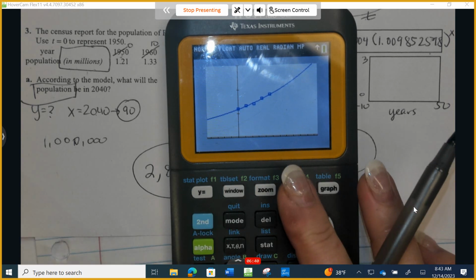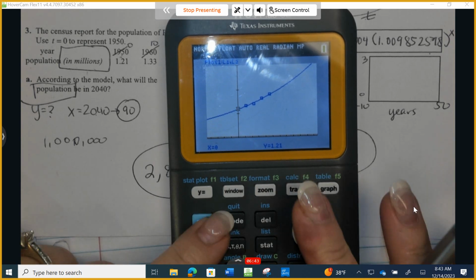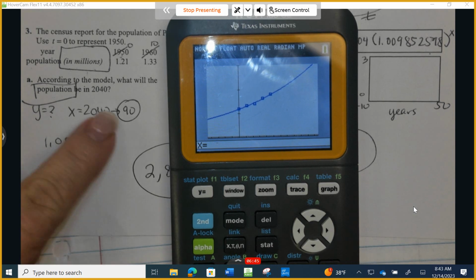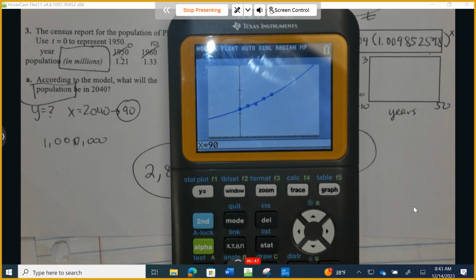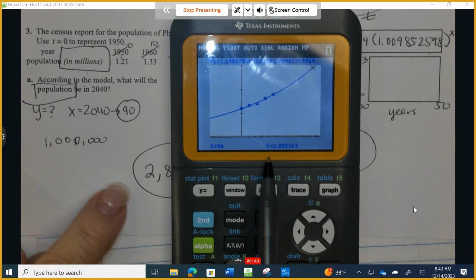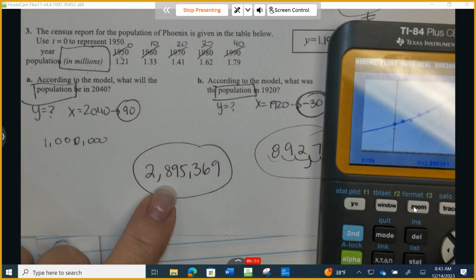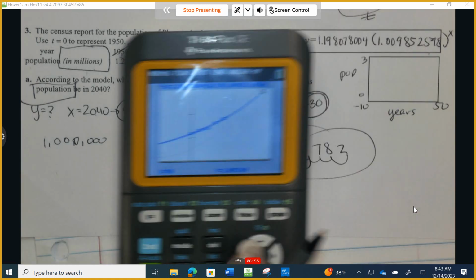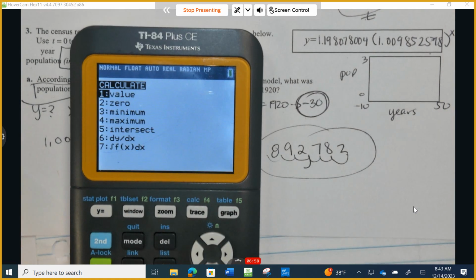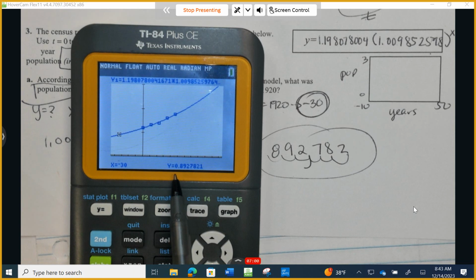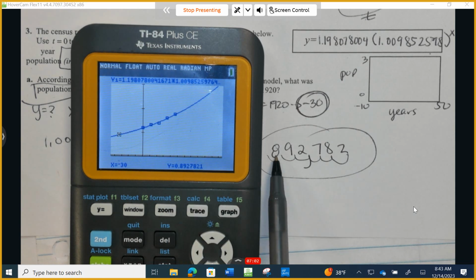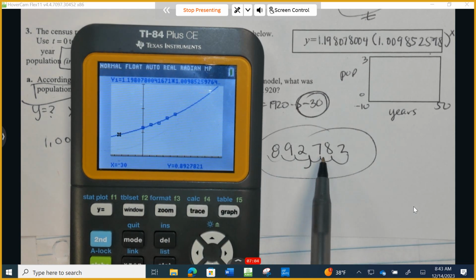Okay, here we go. Let's figure out what is the output or the y value. Second trace value. Let's first plug in 90, which represents the year 2040. And we can see we get the exact answer. I'd have to move the decimal 6 places to the right. We still get 2,895,369. Let's look at the next one. Second trace value, plugging in -30. Again, I move it 6 places to the right. We get the exact same answer, 892,782.